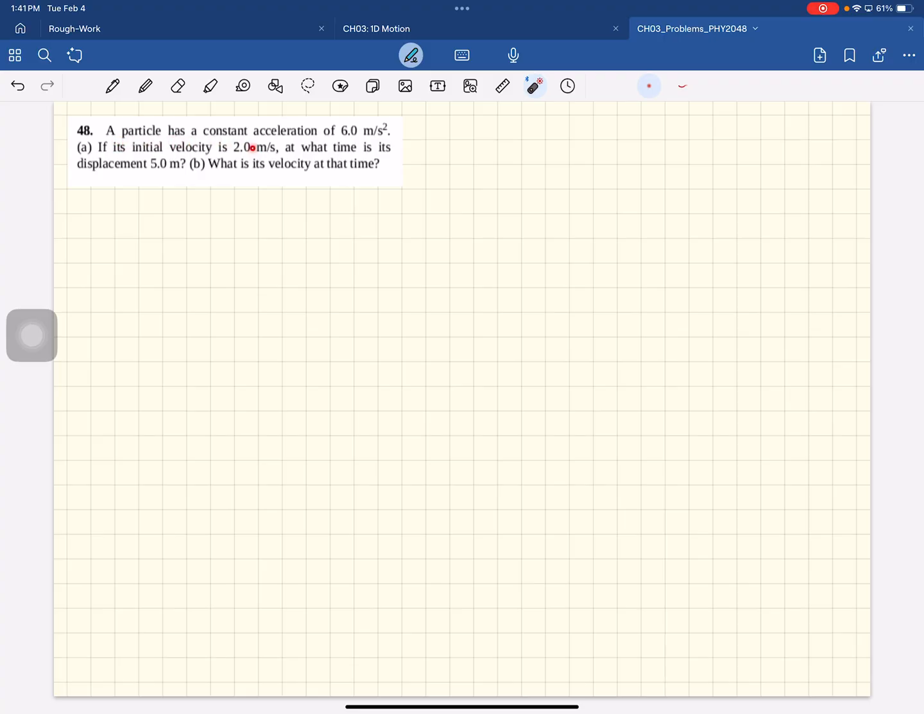A particle has constant acceleration of 6 meters per second squared. If its initial velocity is 2 meters per second, at what time is its displacement 5 meters? So they're asking for the displacement, and here's an equation for the displacement. That's initial velocity times t plus 1/2 a t squared. Okay. So 2 meters per second.